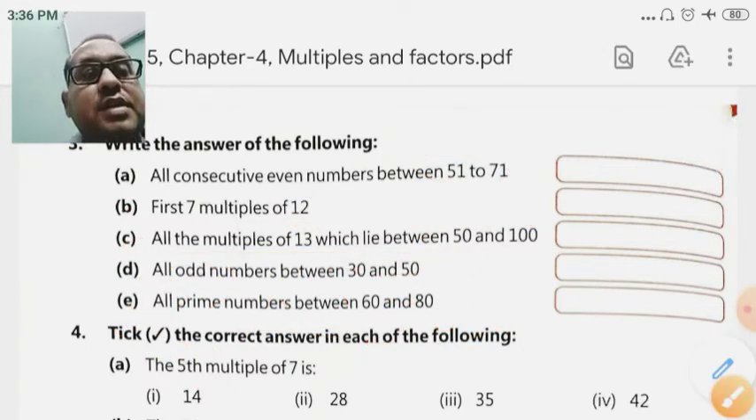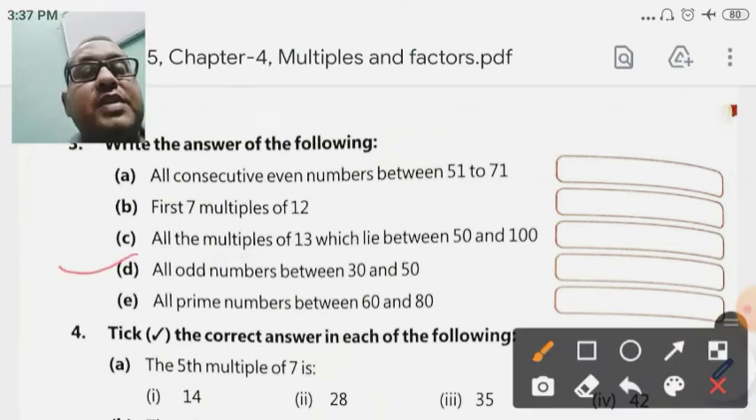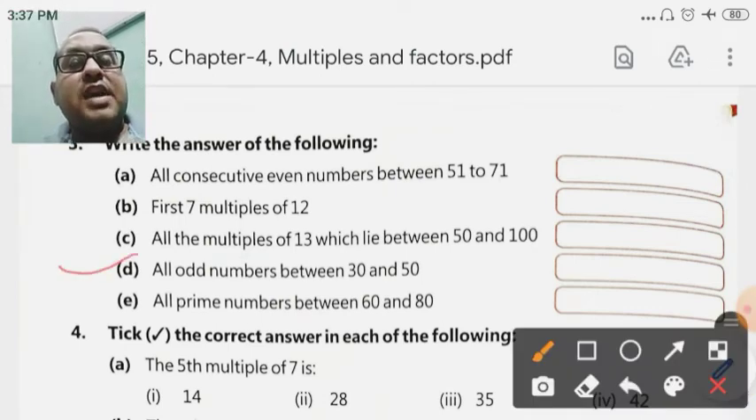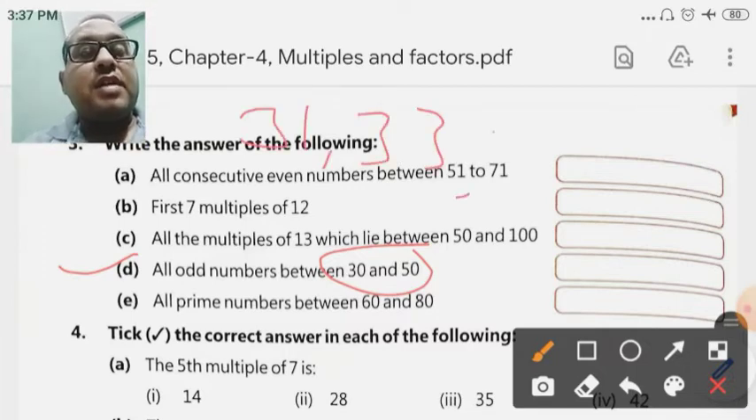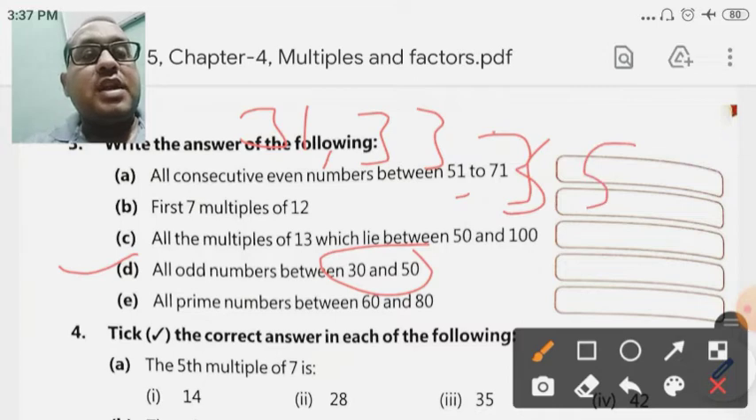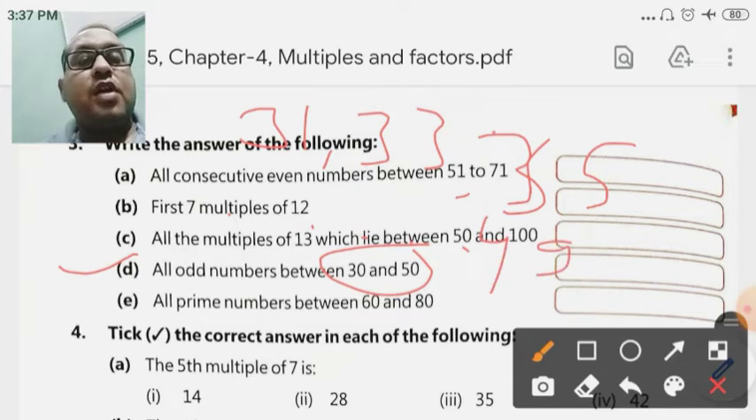Now the next one is all odd numbers between 30 and 50. Odd numbers, as we have discussed in the last video, means all the numbers which are not divisible by 2. So odd numbers between 30 and 50. 30 is not an odd number, 30 is an even number. So after 30 we have 31, which is odd, then we have 33, which is odd, then we have 35, which is odd. Similarly up to 50 we have to find all the odd numbers. So the last one is 49. So we have to find all the numbers between 30 and 50 which are odd.